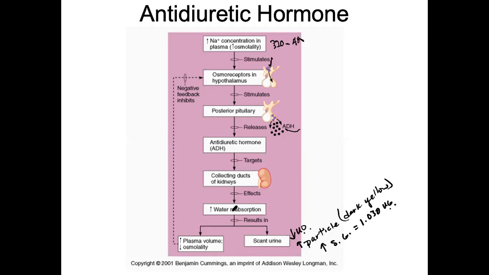So if you're reabsorbing water, you're not peeing it out. If you're not peeing it out, urine output drops. Because there's less water, there's theoretically more particles. That's going to be dark yellow, and so specific gravity is going to increase. If you're reabsorbing water, what happens to plasma? Plasma volume goes up and plasma particle concentration drops. So you're diluting plasma, right?